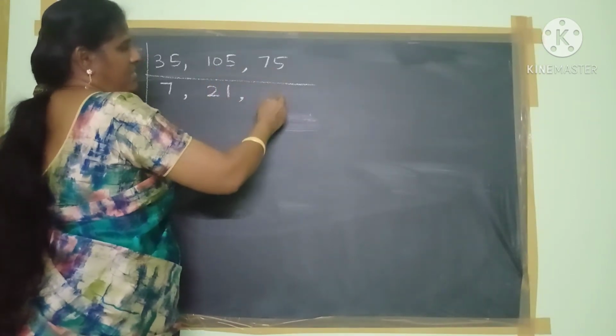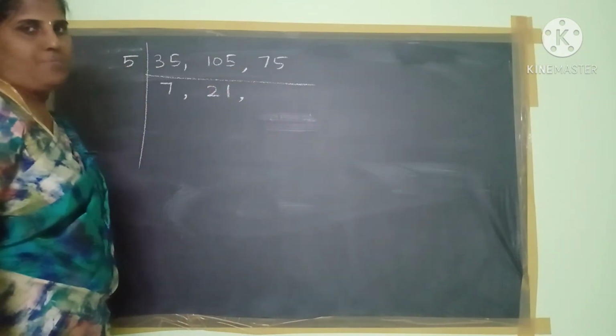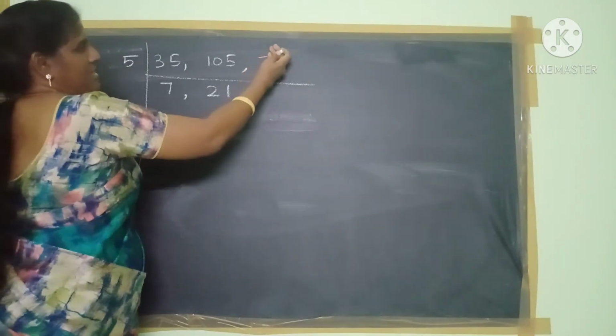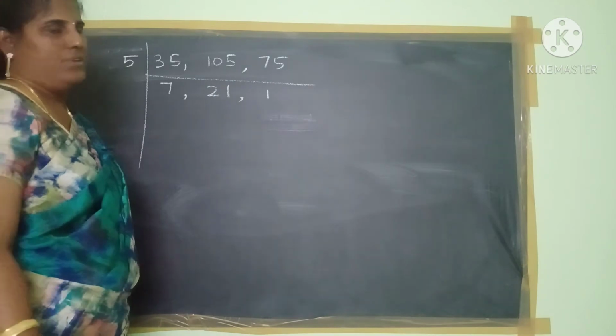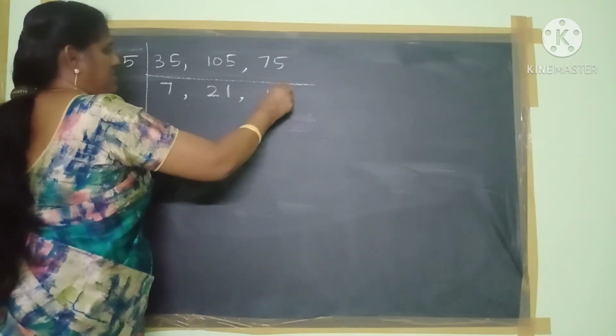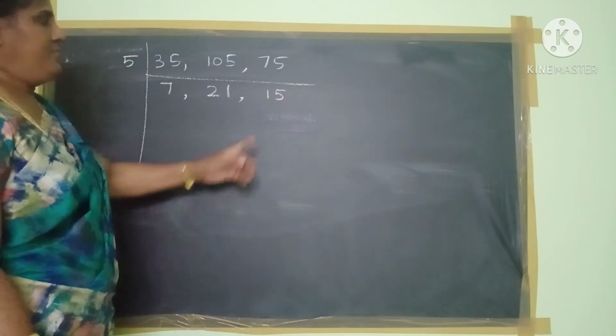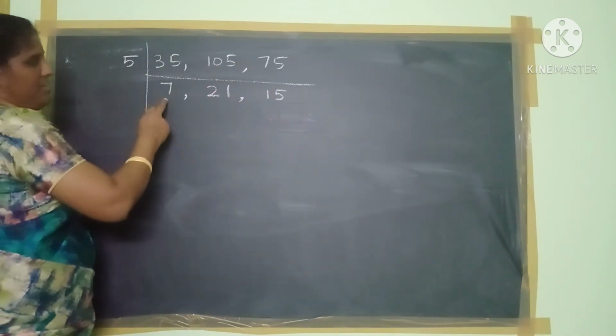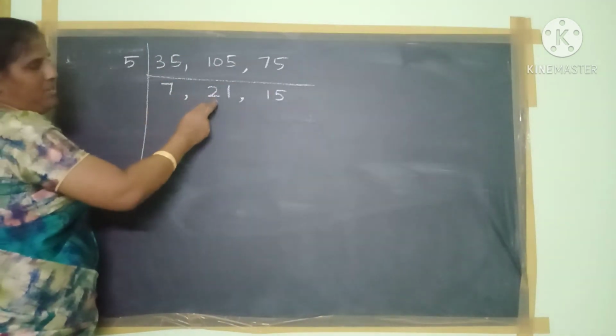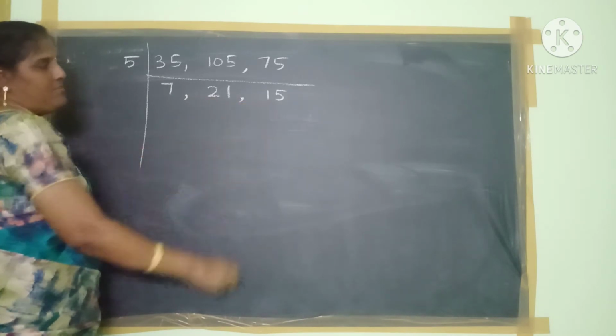Next is 75. 75, how many times does it come? Yes, first take 7. In 7, 1 5 is 5, remainder 2, so 25. 5 5s are 25. So 15 5s are 75. Next, see, here the given numbers are 7, 21 and 15.